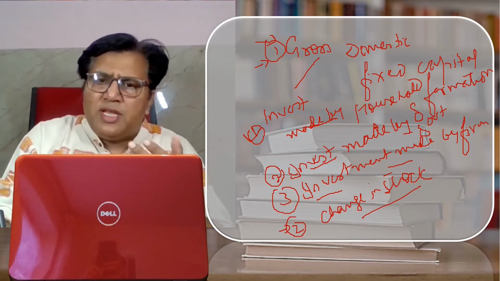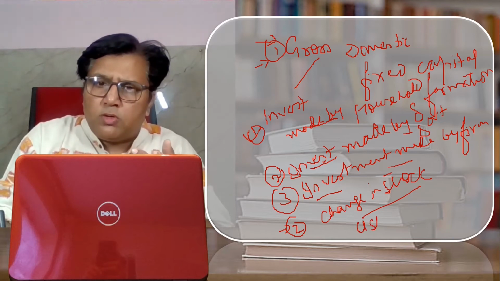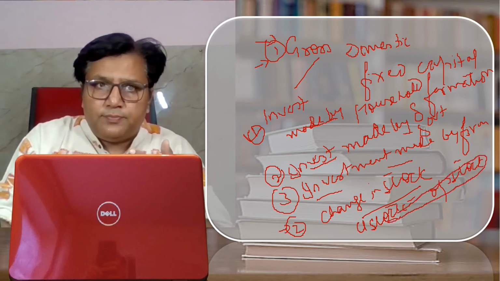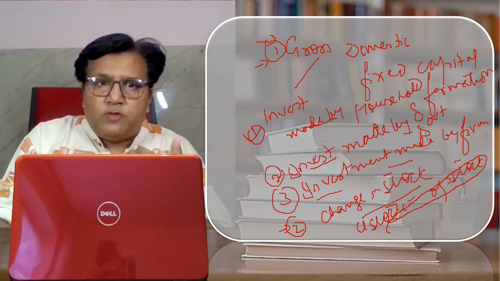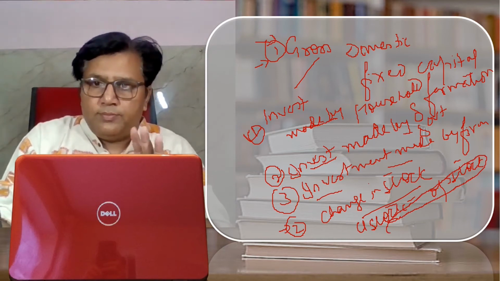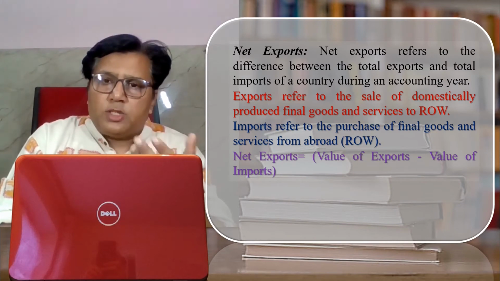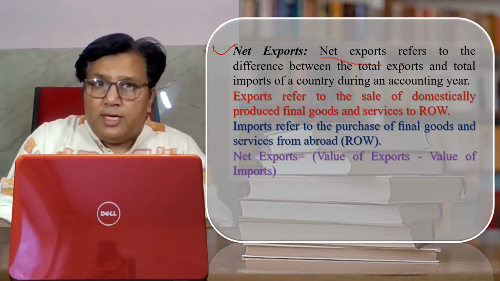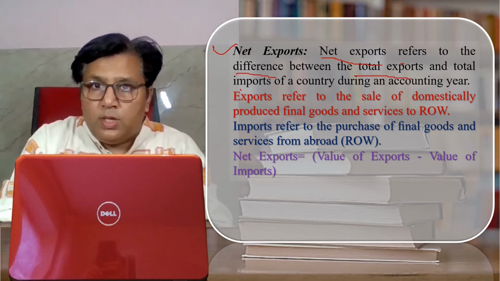In a very simple word, we can say change in stock means what? It means closing stock minus opening stock. In a technical language, we can say that it is the value of change in the stock during the accounting year. The next component of the expenditure is net export. Net export means what? It refers to the difference between the total export and the total import.